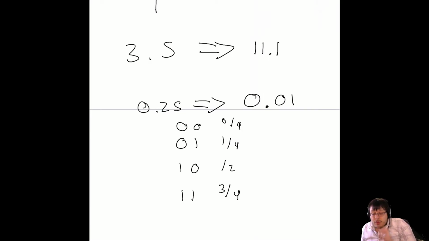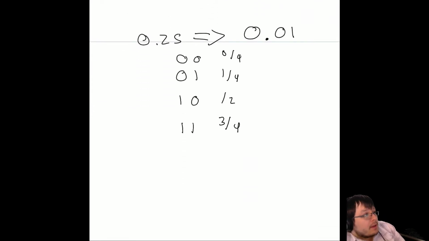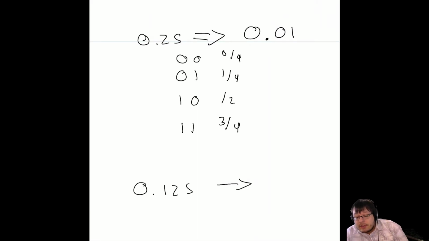So you need to think in fractions when you're converting a decimal value into binary. Okay, let's do another example. Let's say we're trying to do 0.125. What would that be in fractions? Well, in fractions, that would basically be 1/8.